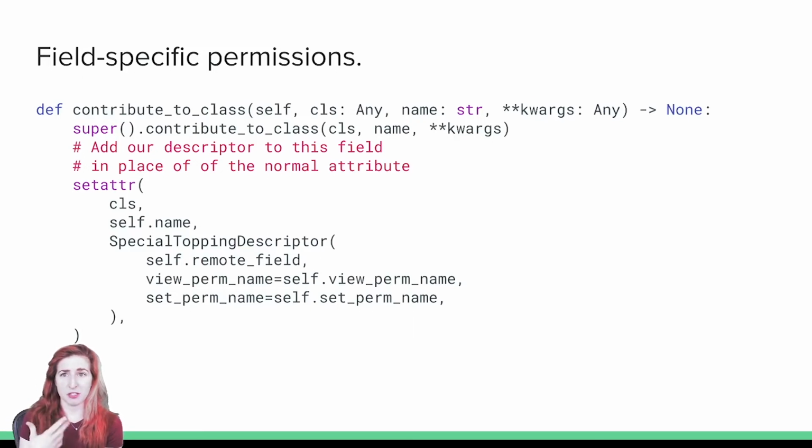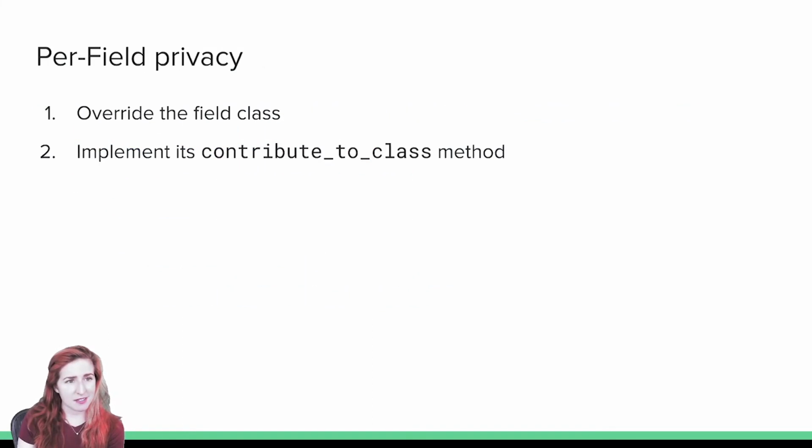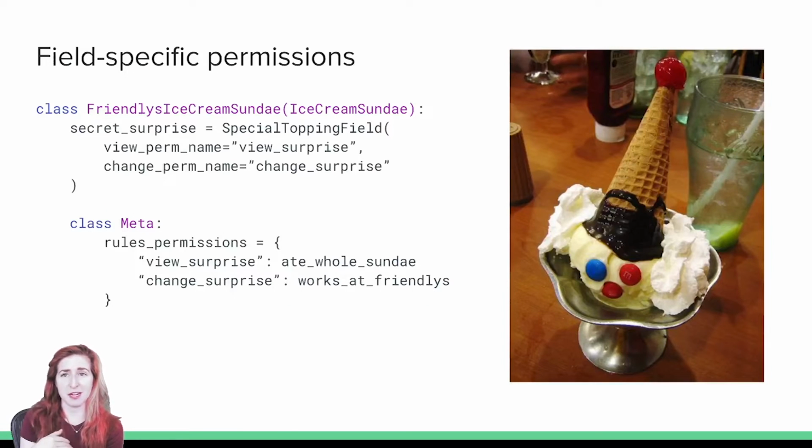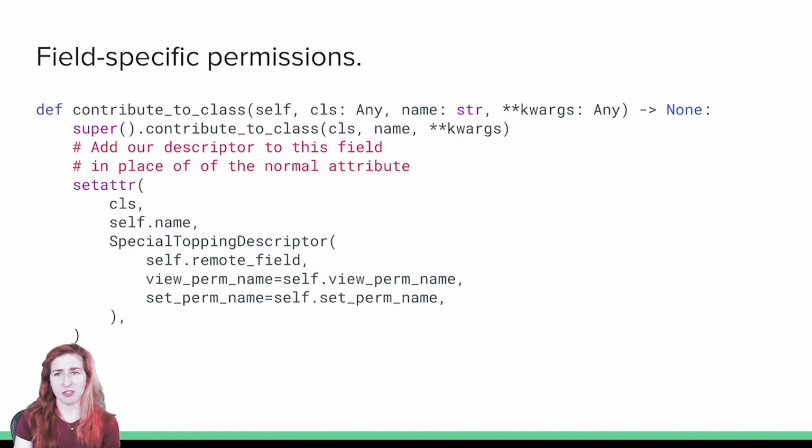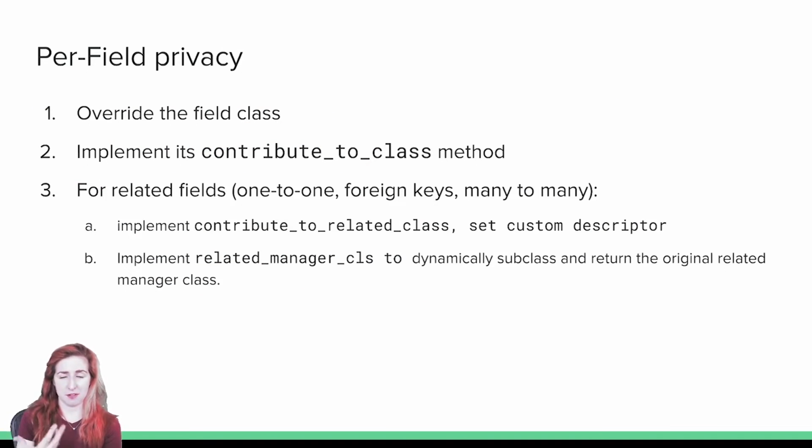So this is what you might do with it. You call super to add all the other fields, but then you also overwrite the descriptor that it's added with your own custom topping descriptor. If you want to have a permission on a particular topping, this is also how you pass in the permission names. You can define the permission names on the field itself. So in this topping field, I've defined the view perm name to be view surprise and the change perm name to be change surprise. So you define the field, you add the permission names in the init method, you plumb them through in the descriptor's __get__, you check those permissions, or __set__ for changing them. And that's how you implement permissions on a field.